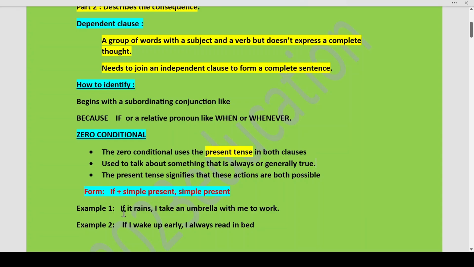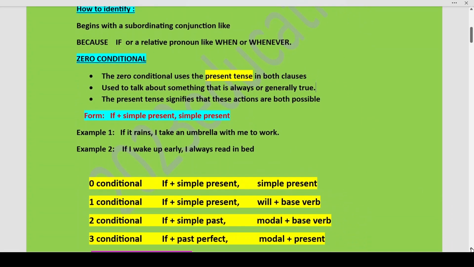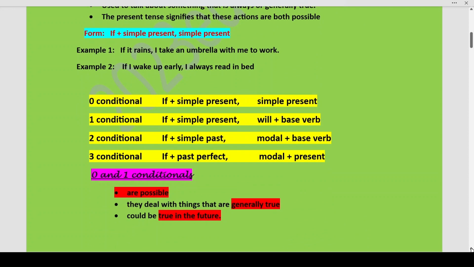Now, see for example, if it rains is one clause and I take an umbrella with me to work is another clause. Now, as I told you students, there are two clauses in conditional sentences, and one will be a dependent clause and the other will be an independent clause. The independent clause will make sense on its own. If I tell you, I take an umbrella with me to work, you are understanding what I am saying. But if I simply tell you, if it rains, are you understanding? What if it rains? When it rains, what happens? I am not able to convey any meaning to you. So, if it rains on its own is an incomplete sentence.